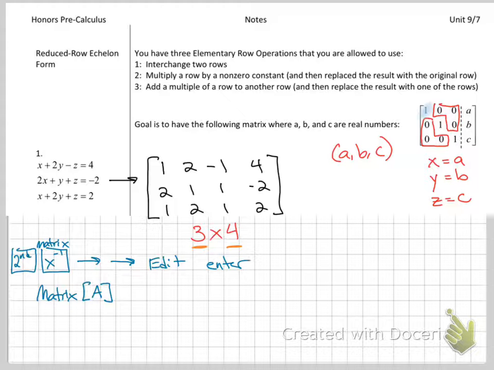One thing to know when you're going through these, every time you press enter, it's going to go sideways. So keep that in mind if you're trying to type these in quickly. You will type it in 1, 2, etc. all the way to 4. Then when you press enter, you'll do the next row. And then when you press enter, you'll do the bottom row. Get your matrix typed into your graphing calculator.